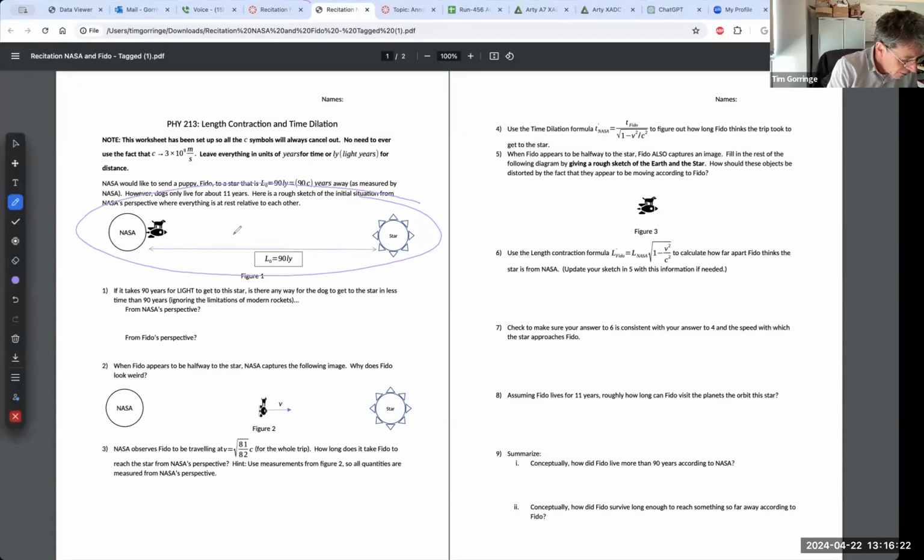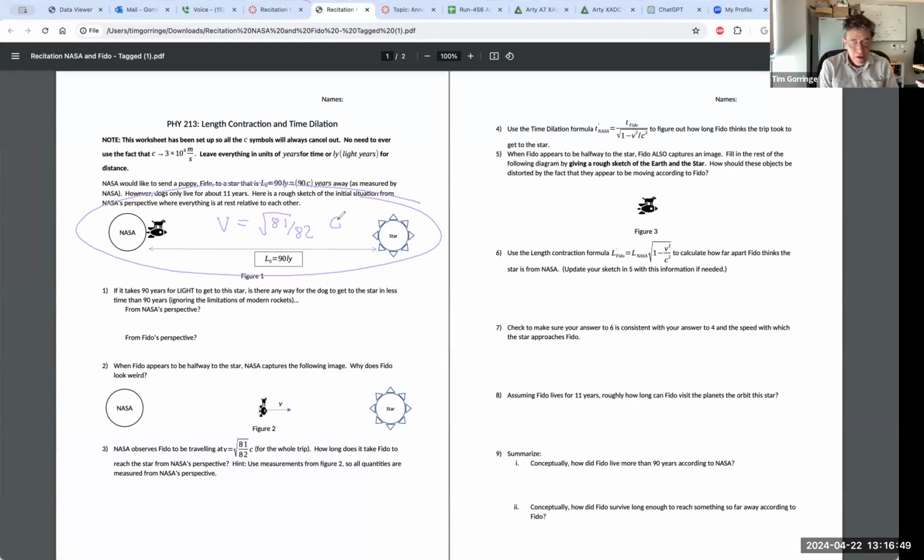The astronaut dog travels from Earth to the star at a speed. We're told that speed in a later part of the problem, but that speed is almost the speed of light, but not quite the speed of light. It's the square root of 81 over 82 times the speed of light, so fractionally less than the speed of light.